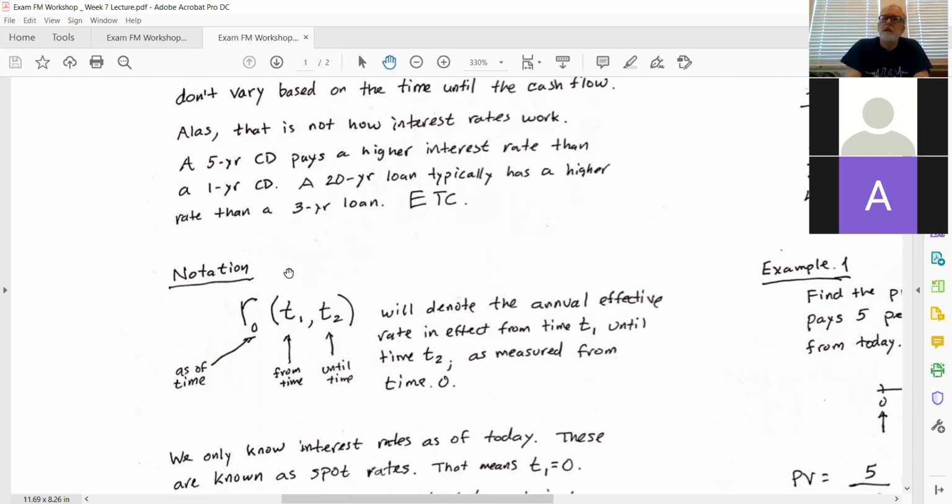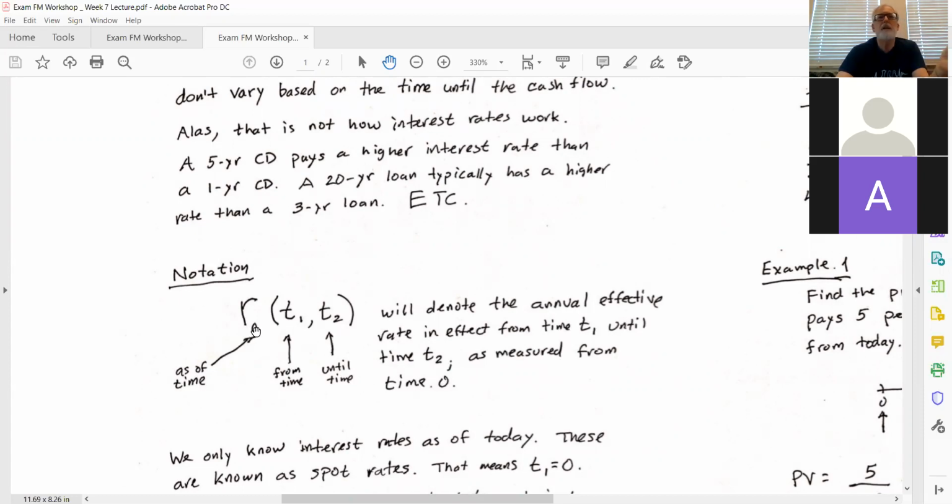So my notation is a little bit different from what the study note uses. I think mine makes a lot more sense. In general, we're going to list interest rates in this fashion. We need to know 3 things. The interest rate will always be an annual effective rate, and it's the annual effective rate in effect from time T1 to time T2 as measured from this time. Almost always we're going to measure it at time 0. So this little guy there is 0.